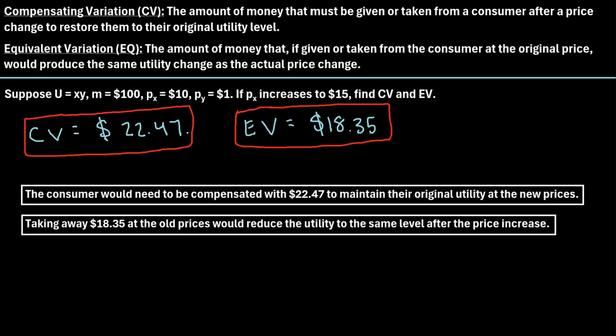So to summarize, the compensating variation value that we found, here's how we interpret that. The consumer would need to be compensated with $22.47 to maintain their original utility at the new prices. So that's how we interpret the compensating variation. And the equivalent variation value, we interpret that to mean taking away $18.35 at the old prices would reduce the utility to the same level after the price increase. So that's how we interpret our equivalent variation.